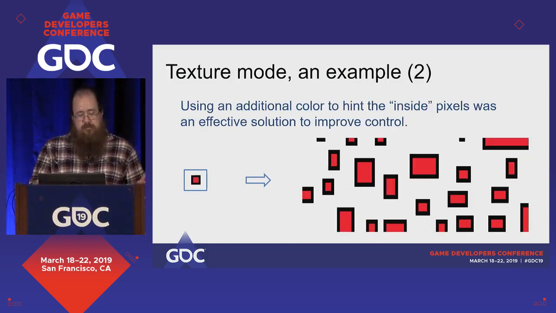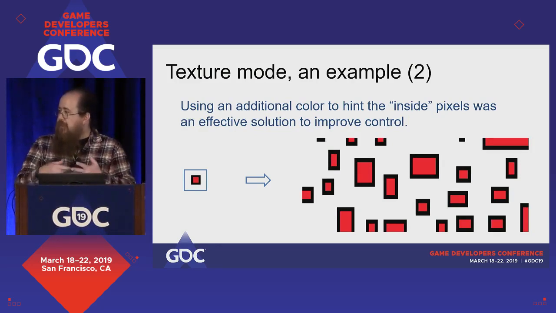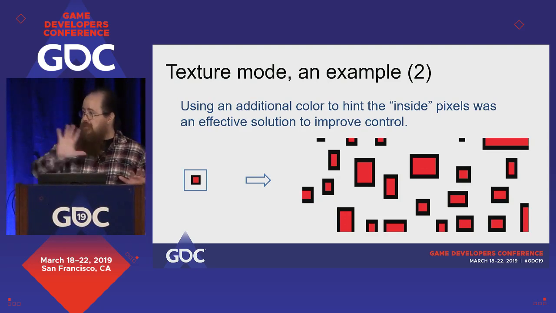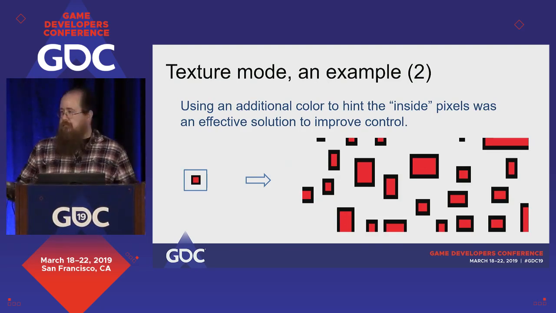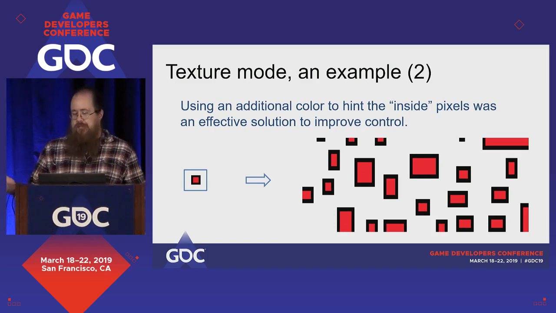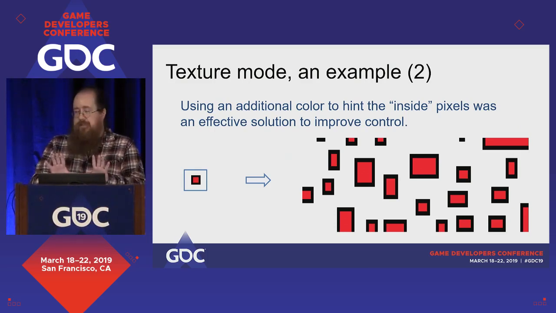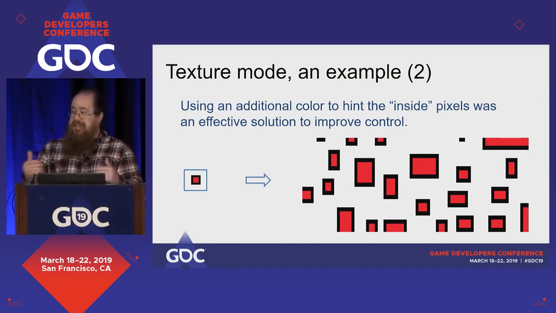I said, well, what if I add a third color? So now I've got white, and I've got black, and I've got red inside. This suddenly produces the kind of spatial coherence that I want across the map. And you've got little red-filled boxes. That's awesome, because not only do you get the spatial coherence, but you also get some structural hinting. The red pixels tell me, hey, that's the inside of a place.